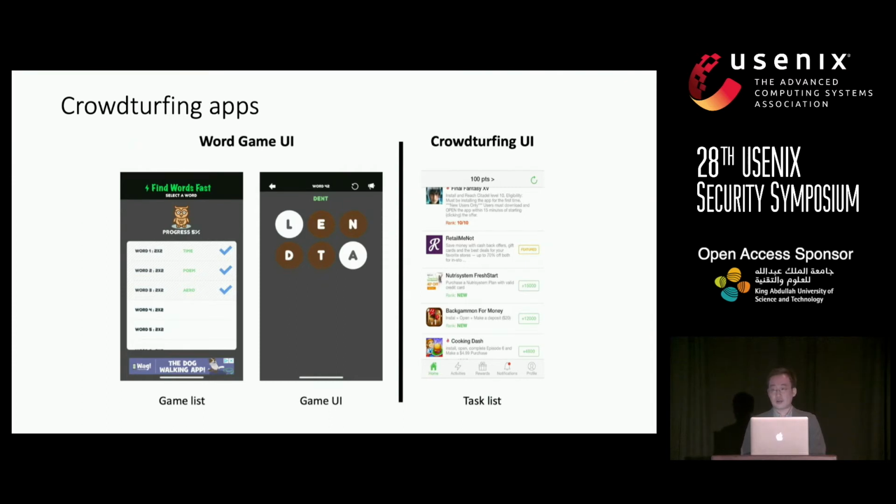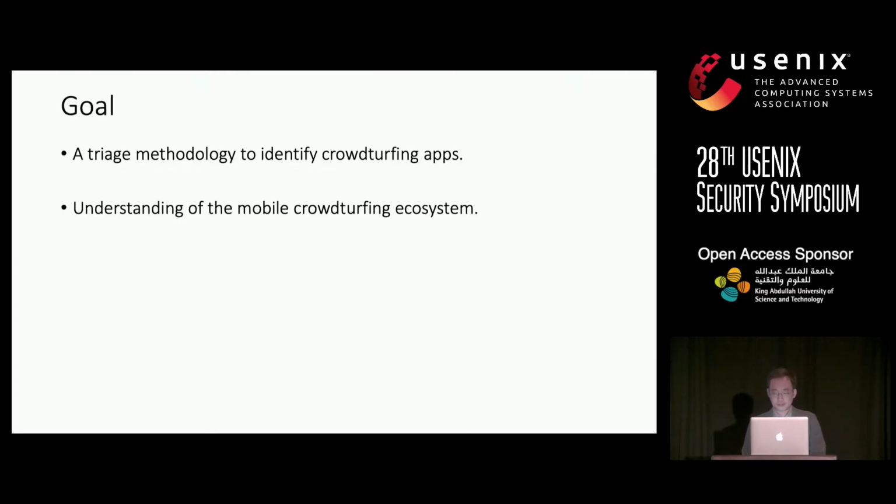The right side is a crowdturfing UI. It is a list of tasks that can be performed by the user. It is only shown when specific conditions are met. The goal of this project is to first develop a triage methodology to identify crowdturfing apps. Secondly, we also aim to provide new understanding of the mobile crowdturfing ecosystem.